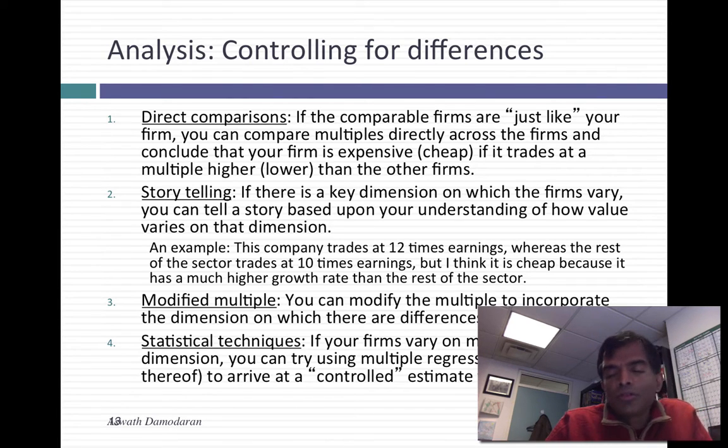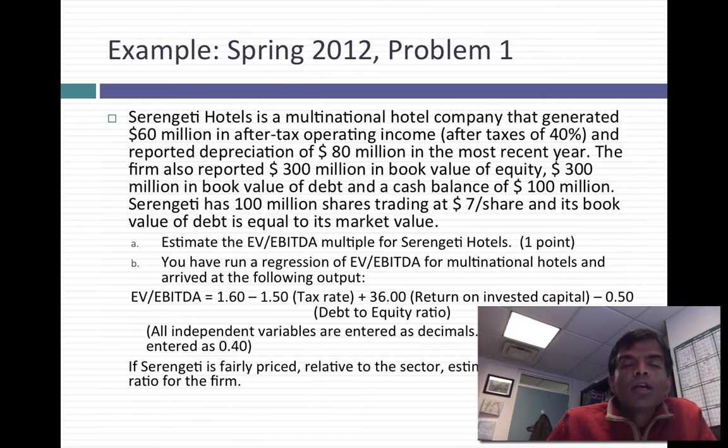And finally, you can use statistical techniques. I know if you're not comfortable with statistics, you've been struggling with these regressions, but they're not a big deal. The software does the regression anyway. All you have to do is be able to use the regression. So here's what I'm going to do. I'm going to take the spring 2012 problem 1, which kind of uses this process, and work it through.